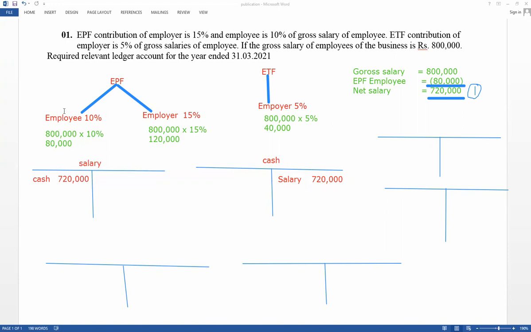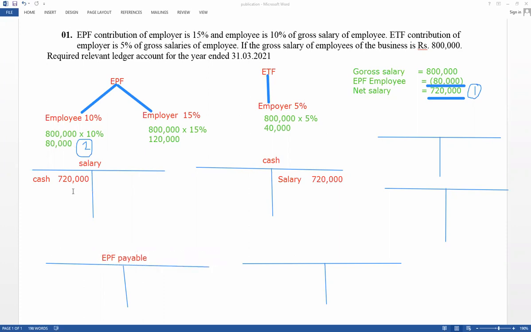And the second step, EPF contribution of employee. This is step number 2. The contribution of the employee should be recorded. That is also part of salary. Therefore, salary account debit, EPF payable account credit. That value should be transferred to the central bank. Therefore, the name of the ledger account is EPF payable. Think contribution of employee double entry: the contribution of the employee equals 80,000.